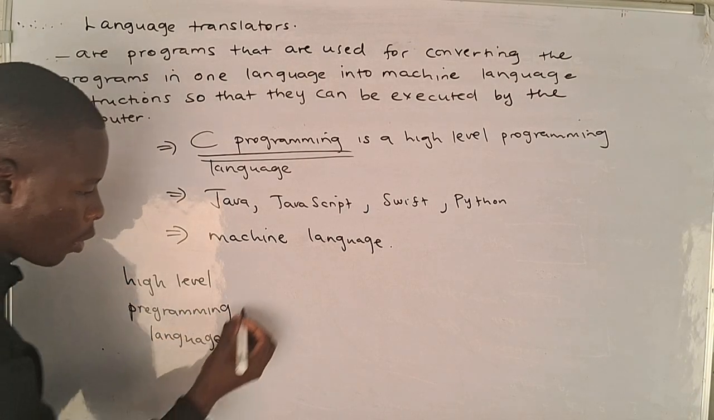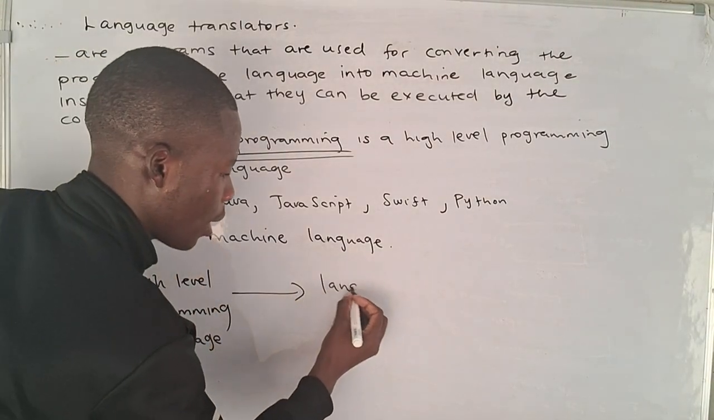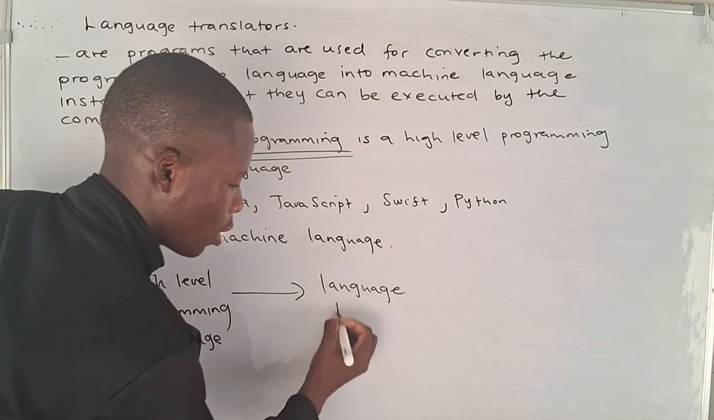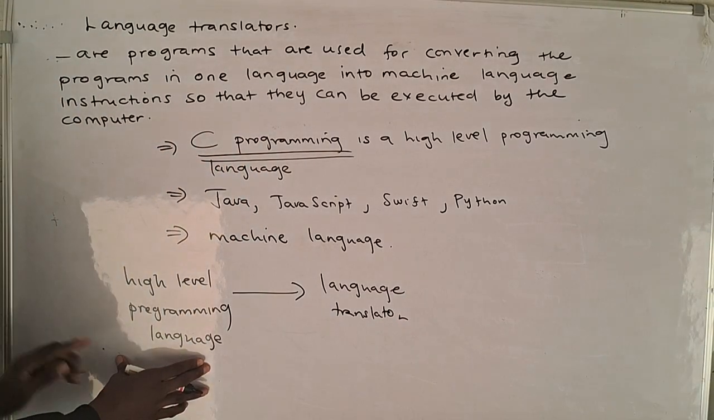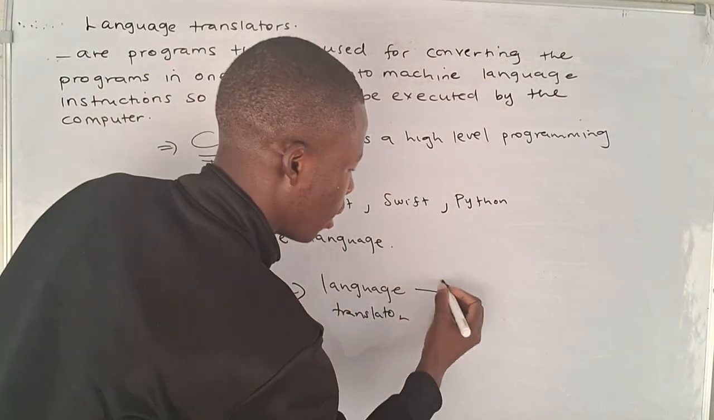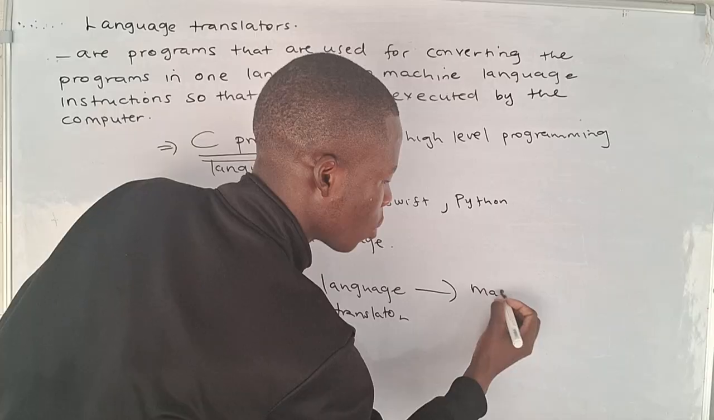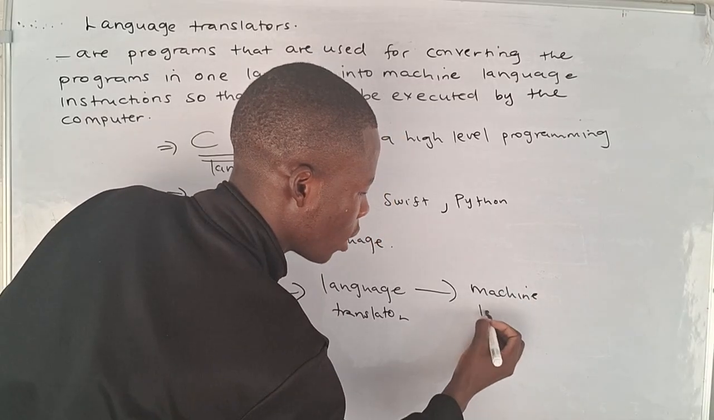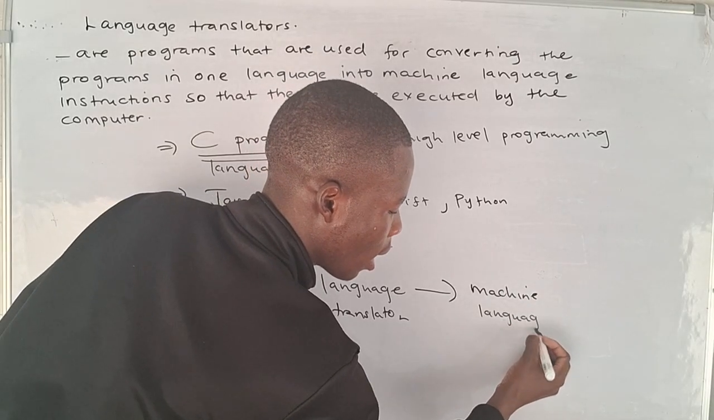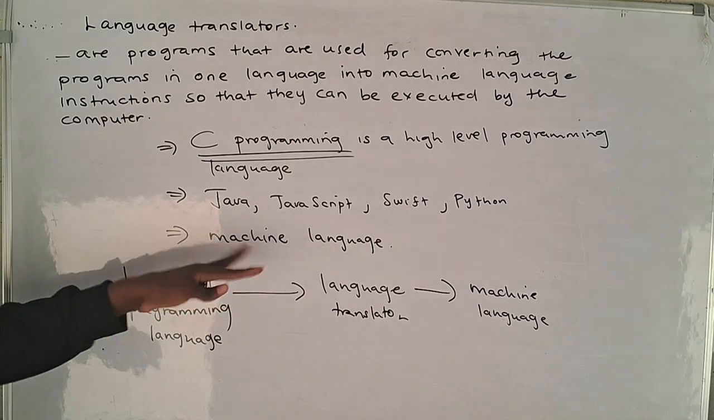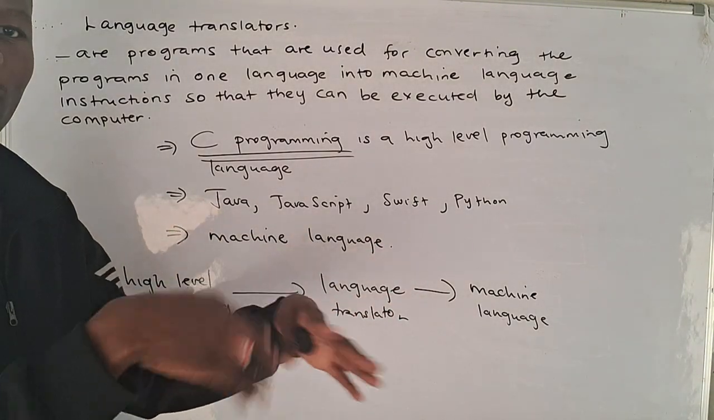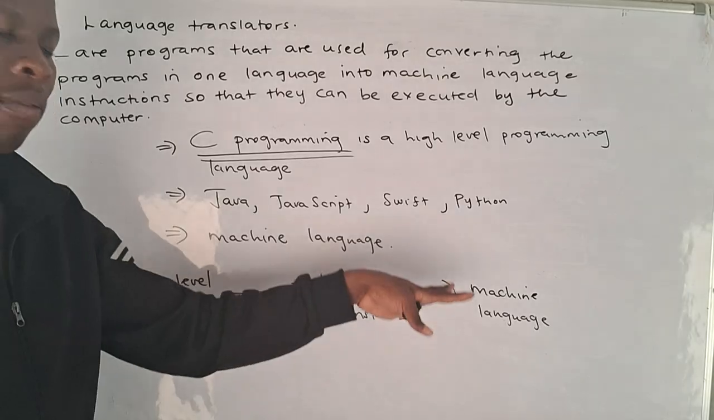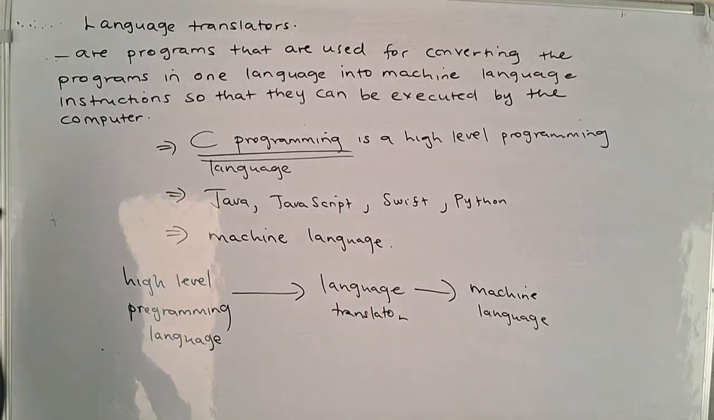Okay, and here I have the language translator. I have the high-level programming language, and I have the translator. This language translator is going to produce what? The machine language. Now the computer is understanding the program. Then the compiler will check for errors. If there are no errors, the output will come.